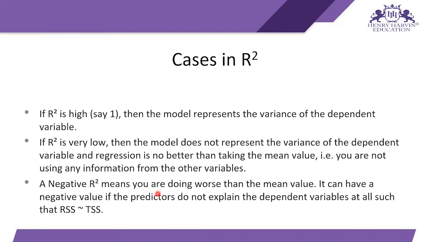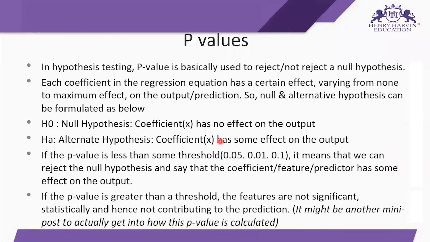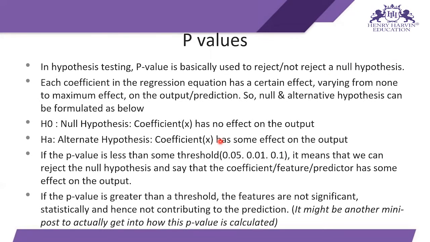A negative R squared means you are doing worse than the mean value. It can have a negative value if the predictions do not explain the dependent variable at all, such that RSS is approximately equal to TSS. So that's all about the cases for the R squared value. And next come p-values.